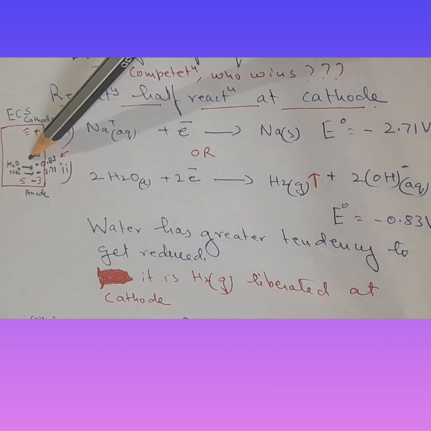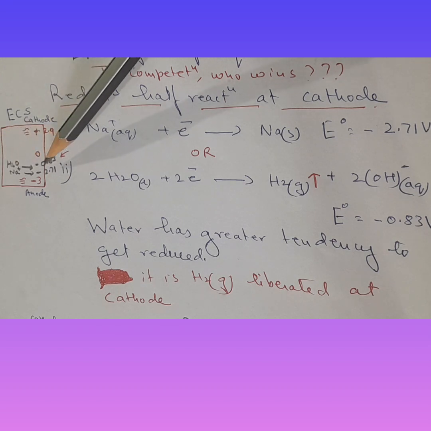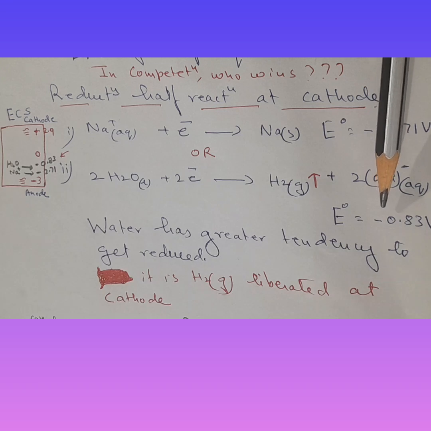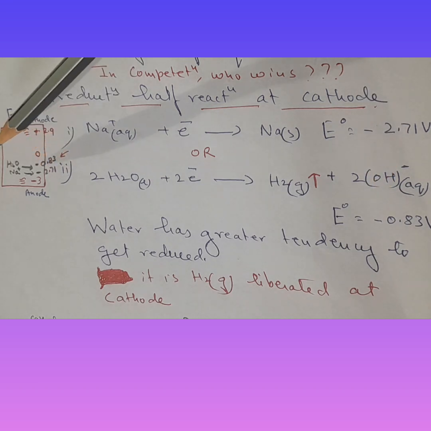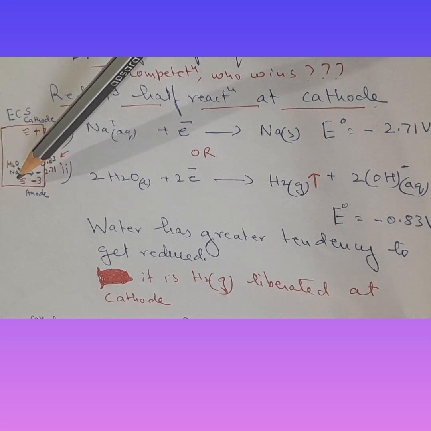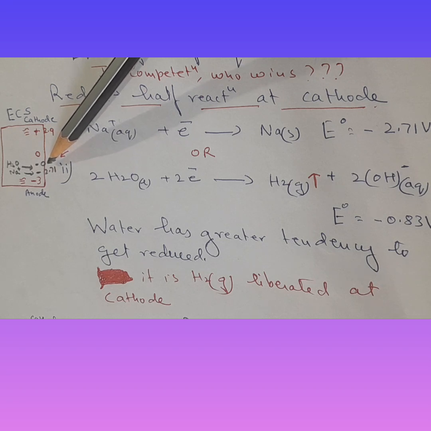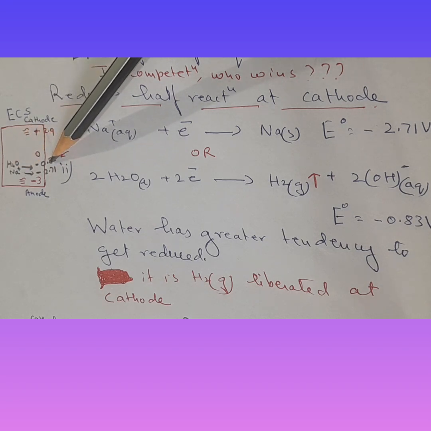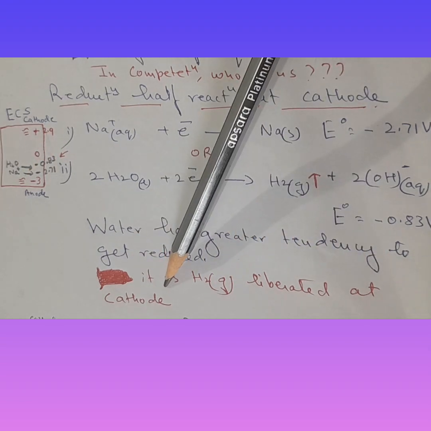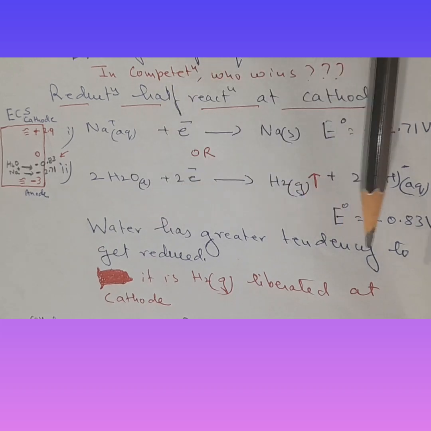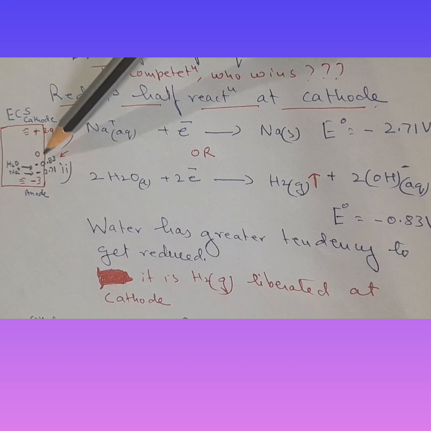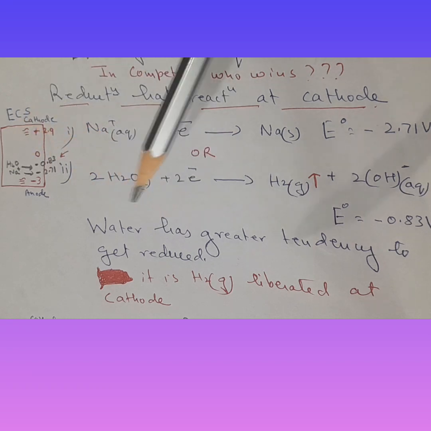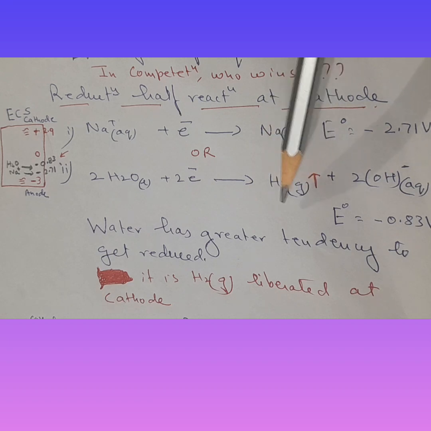The values I have jotted down in pencil: -0.83 belongs to water, and -2.71 belongs to sodium. Reduction of sodium, reduction of water. Now we are talking in terms of cathode, so whichever is closer to cathode would act as the better cathode. Here water acts as a better cathode, owing to which, in spite of sodium being there, hydrogen gas is liberated at cathode, not sodium. Because water has greater tendency to get reduced, as we find it to be closer to cathode. So poor sodium Na+ stays there in solution itself.